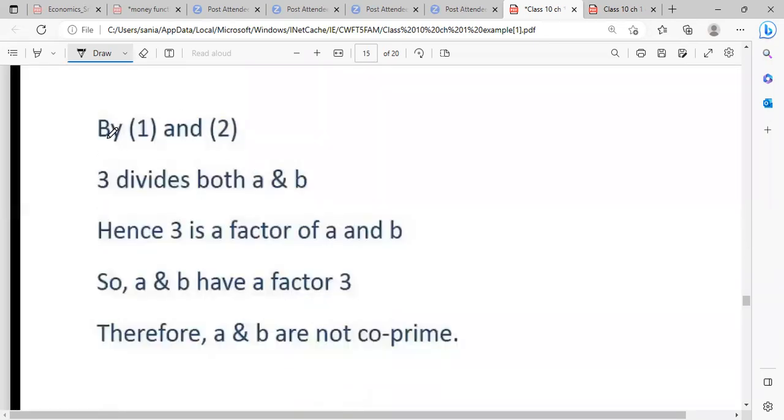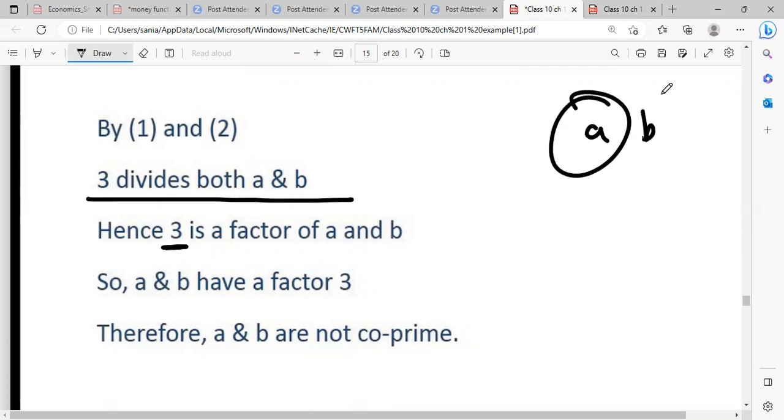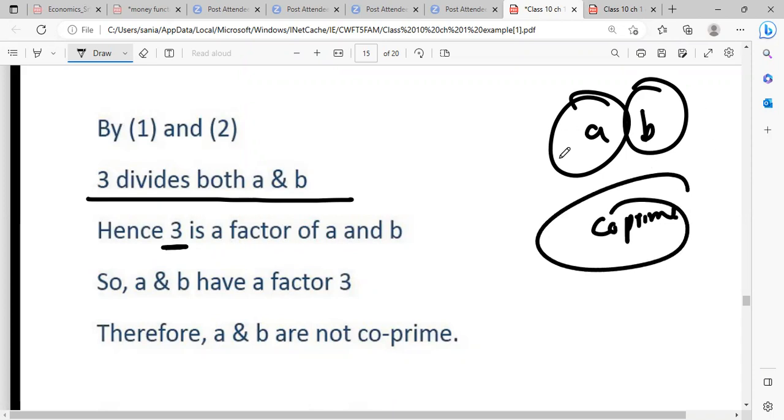Yes, ma'am. Now, over here, by the first and second equation, you get to know that 3 is dividing a as well as b, right? Yes, ma'am. So hence, 3 is a common factor of a and b because 3 is dividing a as well as b. It's common, right? Yes, ma'am. But you told me that they are co-prime. They cannot have any common factor. So how can this 3 come as a common factor?